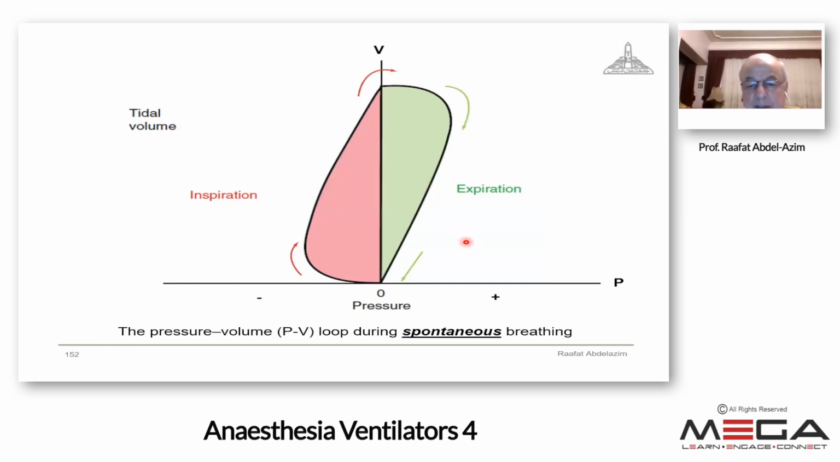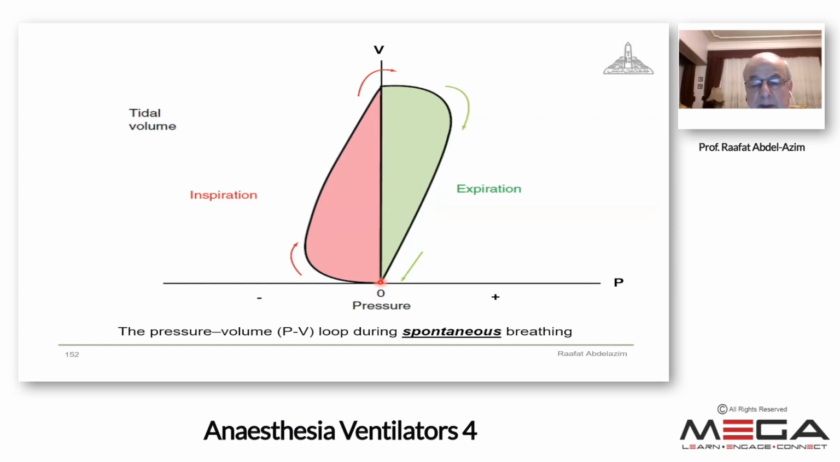Before going to mechanical ventilation loops, it is better to understand what the loop is during spontaneous breathing or spontaneous ventilation. This is a pressure loop during spontaneous breathing. Here, for the loop, we have 2 axes: the horizontal axis for pressure and the vertical axis for volume. So at any time, I should know what the pressure is and what the volume is.